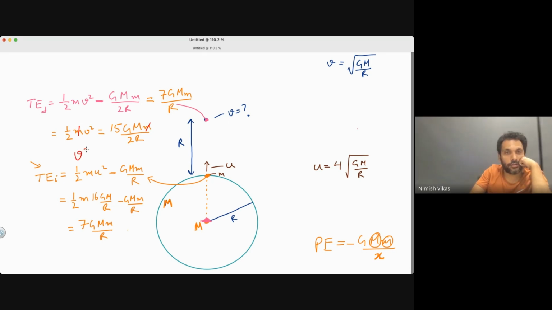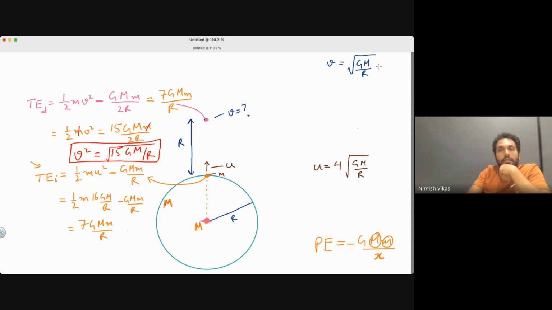Okay. V square is equal to 15 GM by R, under root. The 2 gets cancelled. That is your answer. If you have any doubt in this, you will not understand escape velocity properly. If you have no doubt in this, you will understand without any issue. So ask your doubts over here now.